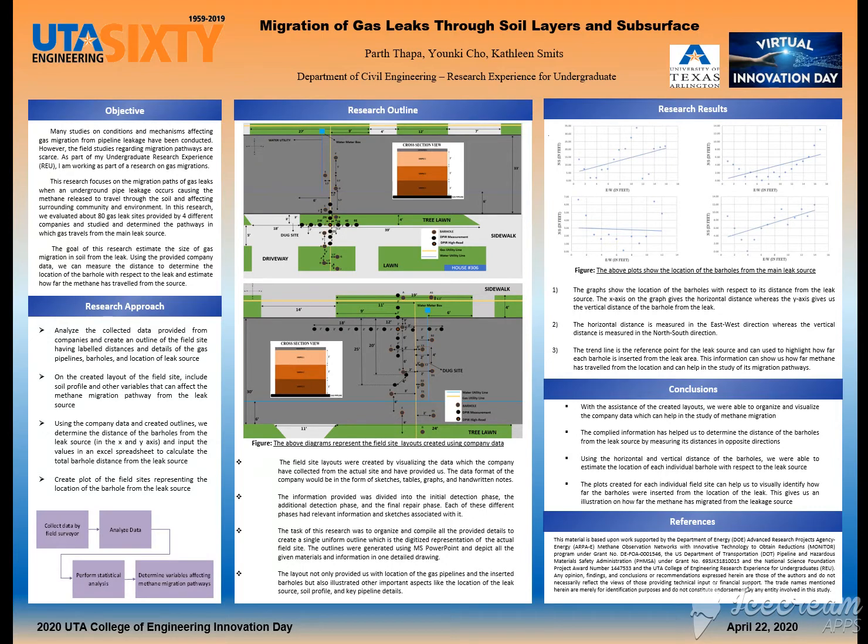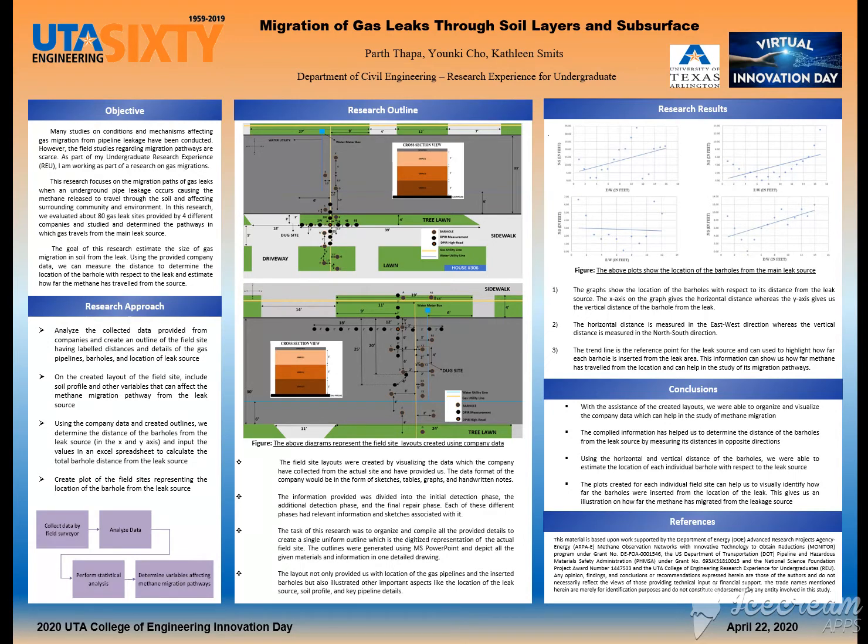The x-axis gives us the east-west direction in feet, and the y-axis gives us the north-south direction in feet. The trend line you observe in the plots can be used as a reference point to highlight how far each bar hole is inserted from the leak source. This information then can help us calculate how far methane has traveled from the location, because we are provided with each bar hole reading and its distances.